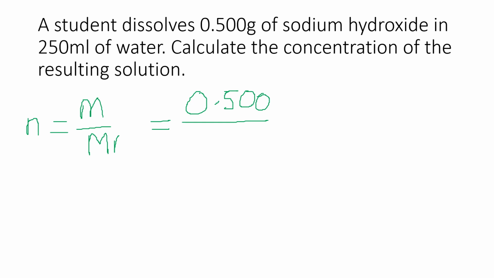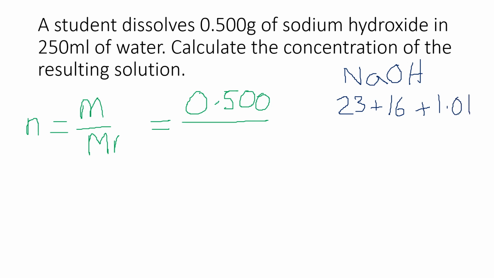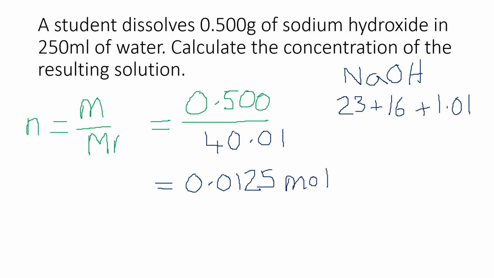Now I've skipped a step here. We know that sodium hydroxide is NaOH. So that's 23 plus 16 plus 1.01. So that's 40.01. And that comes out as 0.0125 moles. Now leave that number in the calculator, by the way, whenever you have a multi-step calculation. I've rounded here, but I'm leaving it in my calculator as I go forward.